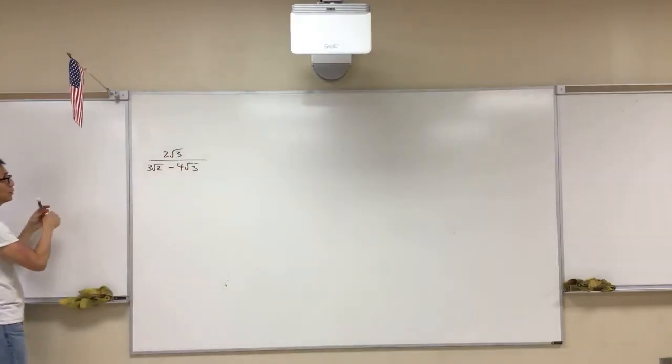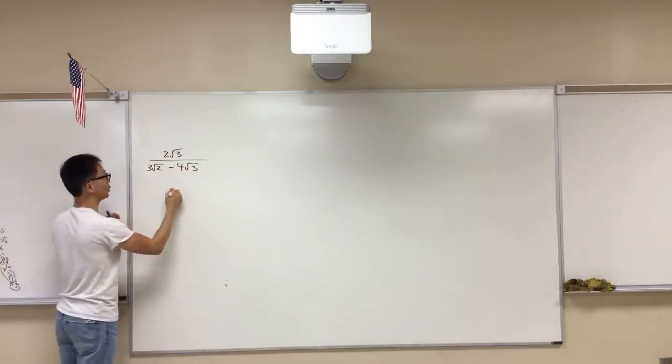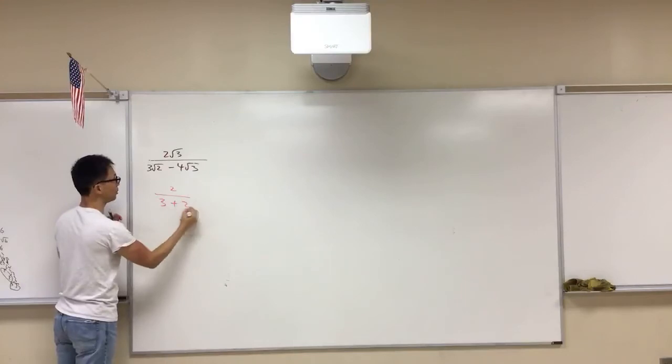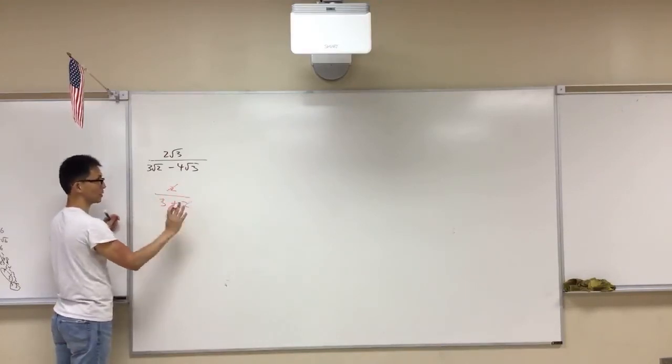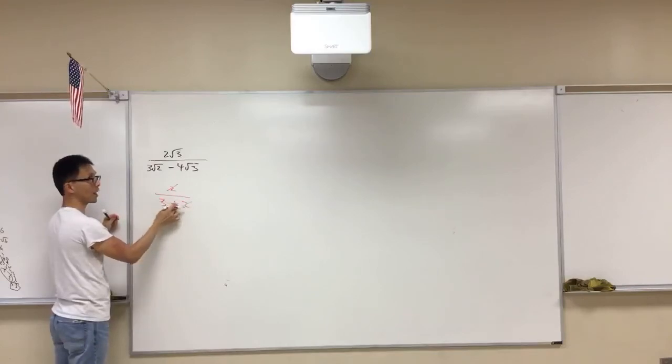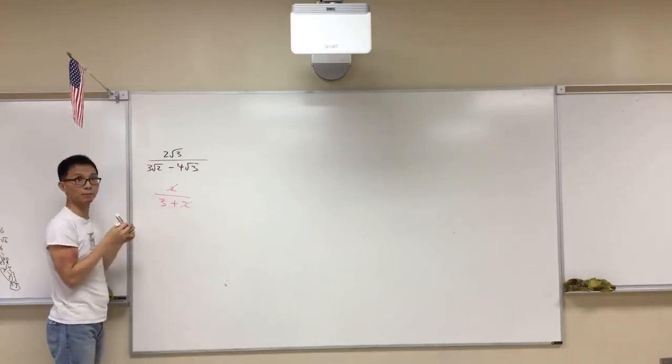So for example, if you have 2 over 3 plus 2, those two cannot cancel like this. It's not okay because of this plus sign here. So you cannot simplify it that way.